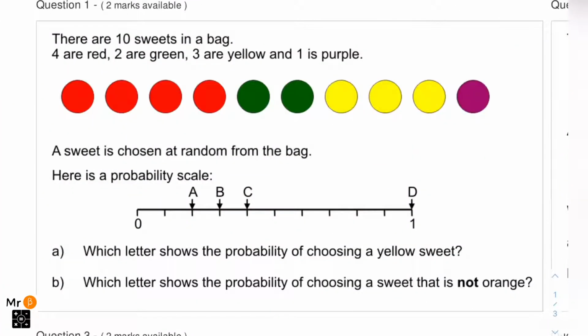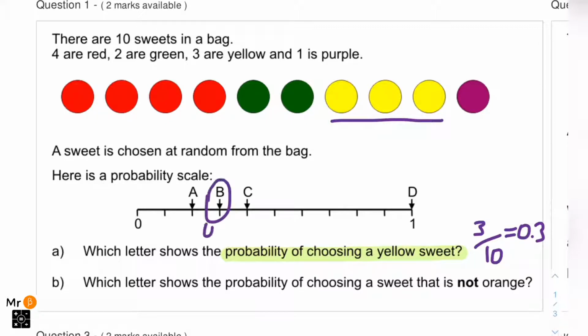Okay, so here in question 1, it asks you to work out the probability of choosing a yellow sweet. Well, we know we have exactly 3 yellow sweets out of a total of 10. So we have 3 out of 10, which is the same as 0.3. Here our scale goes up in 0.1s, so therefore the answer to our question must be B, which is at 0.3.